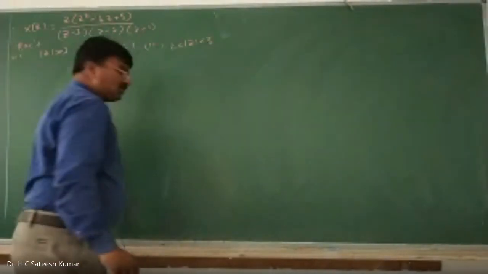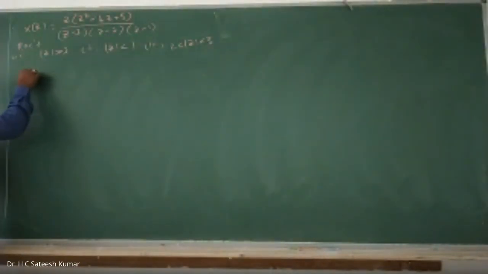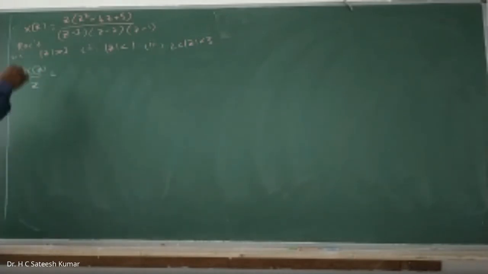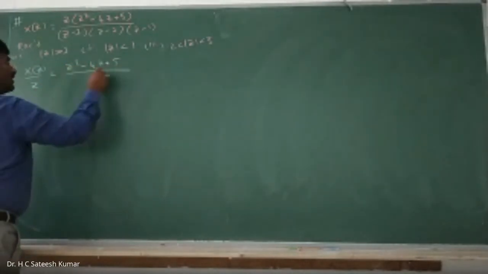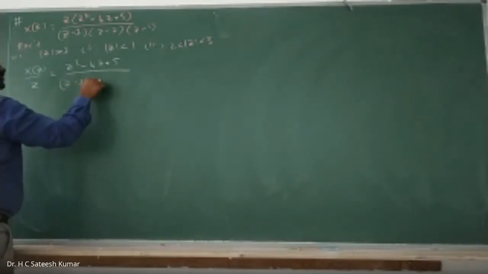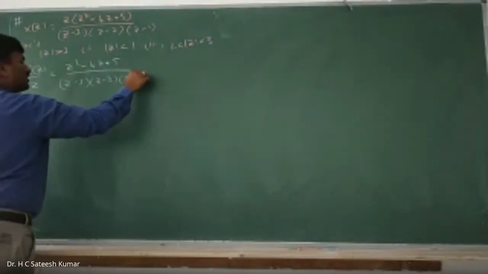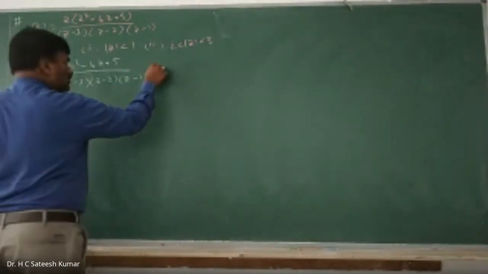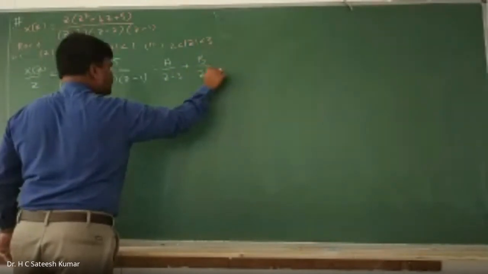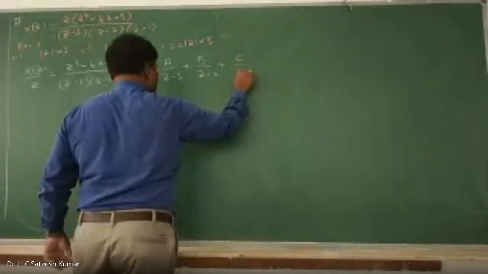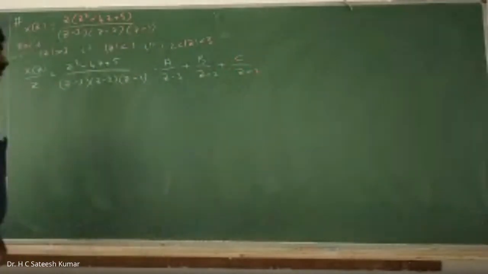First, what you should do? Take the partial fraction for x of z by z. Therefore, one z is readily available, you take z to the denominator. X of z by z is equal to, what will you get? So this is another problem. Z square minus 4z plus 5 divided by z minus 3 into z minus 2 into z minus 1, which is equal to a divided by z minus 3 plus b divided by z minus 2 plus c divided by z minus 1.